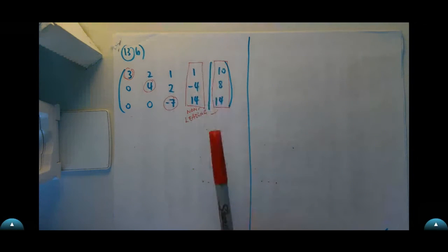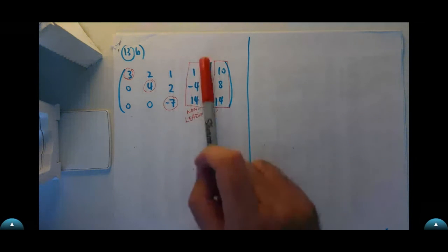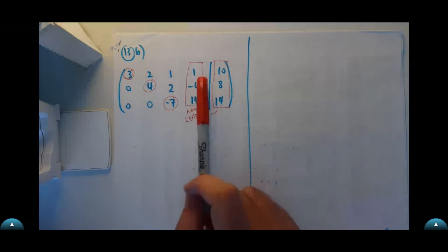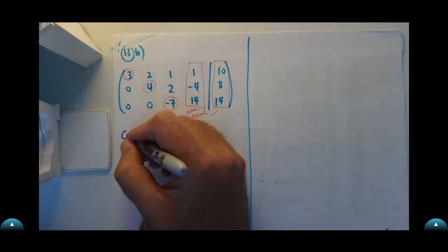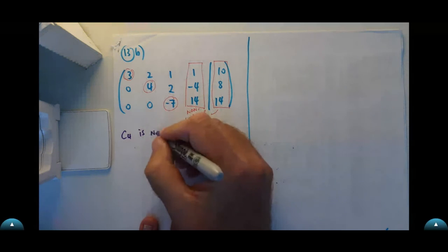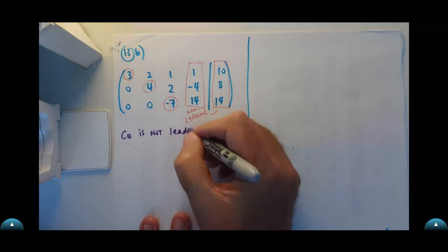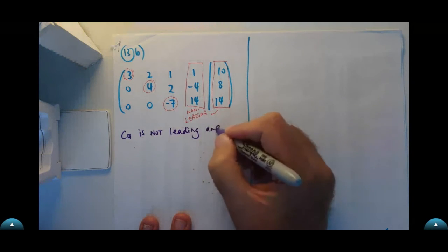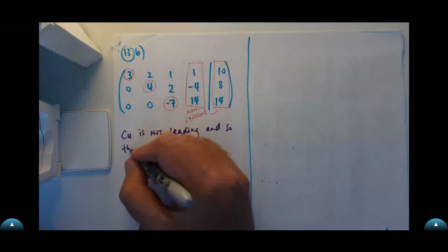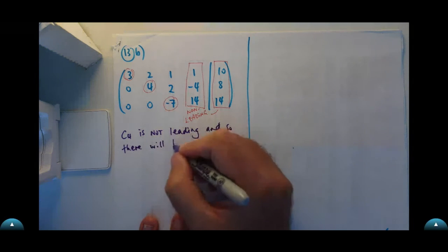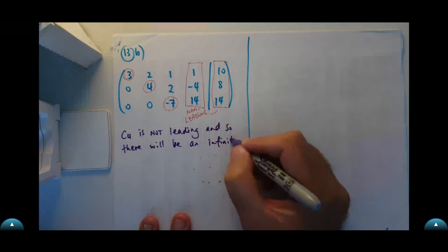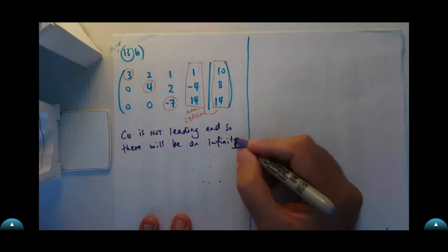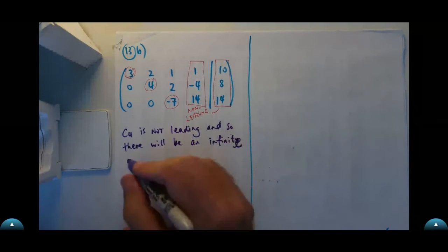So what does that tell us? It tells us that there's at least one non-leading column on the left-hand side. What it means is that there will be an infinite number of solutions to this problem. So C4 is not a leading column, and so there will be an infinite number of solutions.